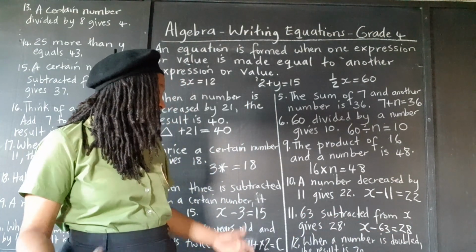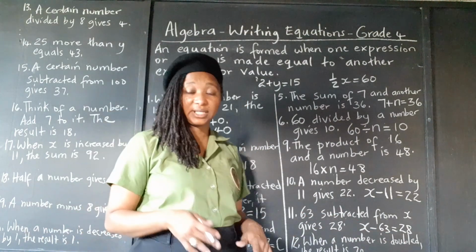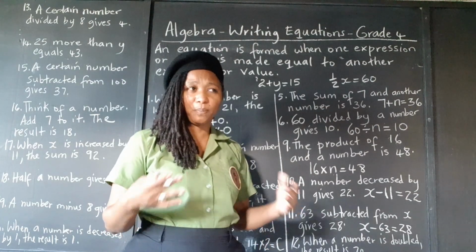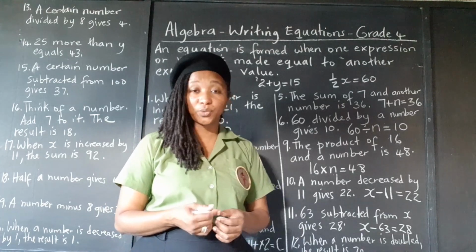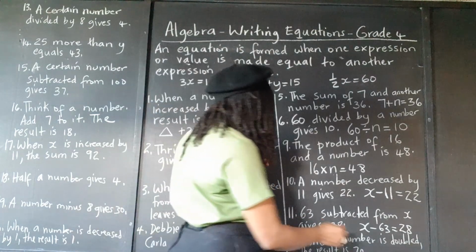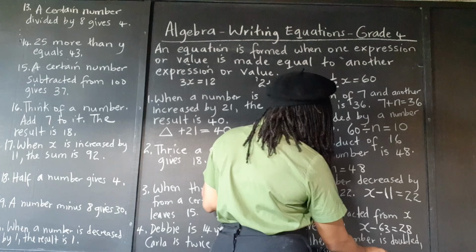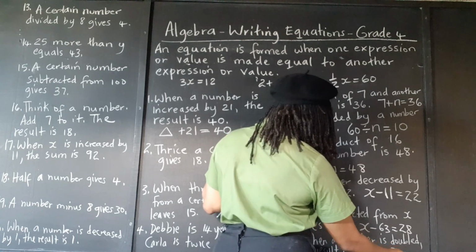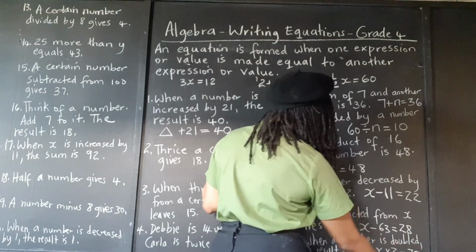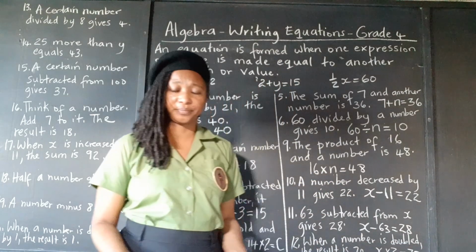When a number is doubled, the result is 70. What do we mean by doubling a number? When you double something, you multiply it by 2. So in other words, the number times 2 gives 70. So we want to know, what is that number?